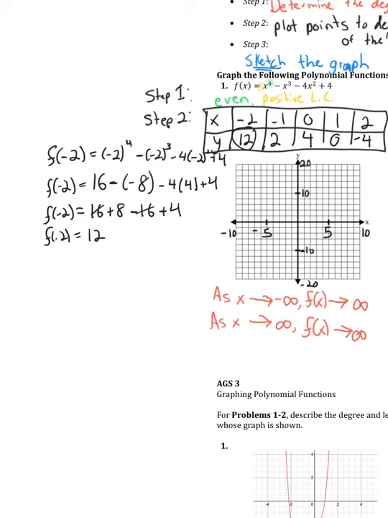The last step, sketch a graph. I know what the end behavior is doing, so now I can go ahead and sketch the rest of my points. 2, 12, -2, 12, -1, 2, 0, 4, 1, 0, 2, -4. And I know end behavior says it's going to go up from the left side, and then when I go to the right side, it's also going to be going up.